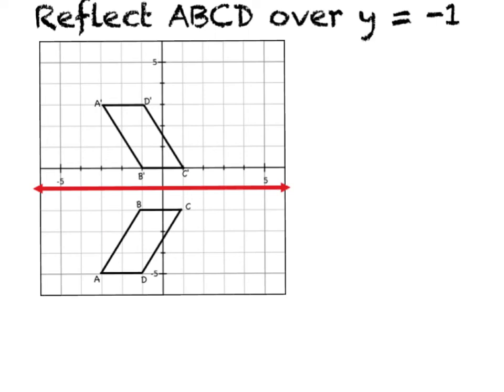All right, ladies and gentlemen, this is what your reflection should look like. I'm going to point out that all my vertices are connected with a straight line. All my vertices are labeled A, B, C, D, and A prime, B prime, C prime, and D prime. So this is what your reflection should look like on your instructional note guide.